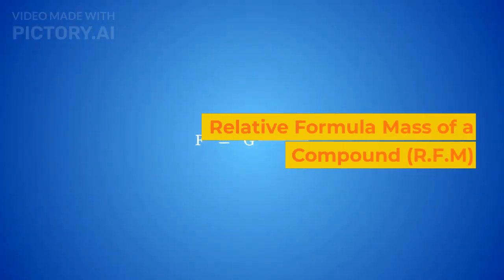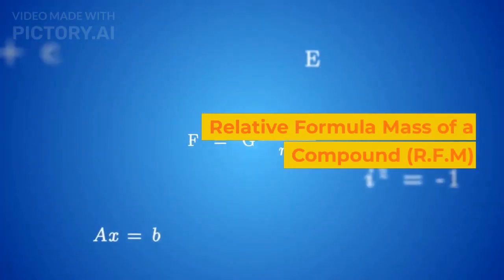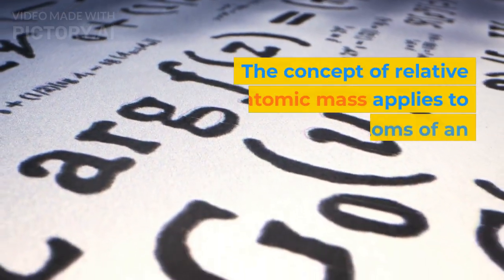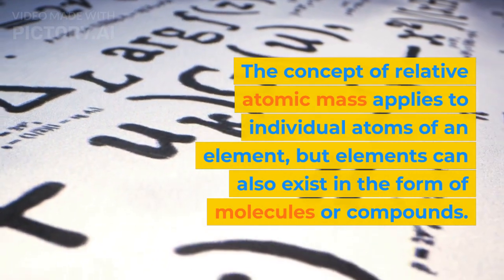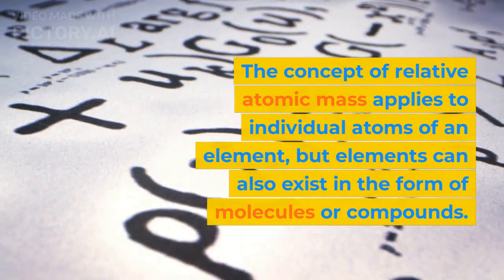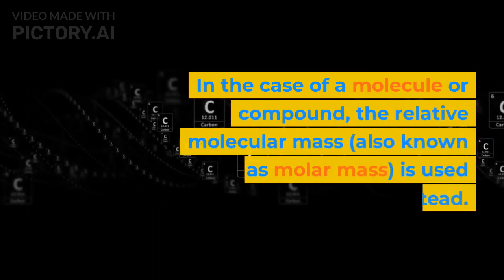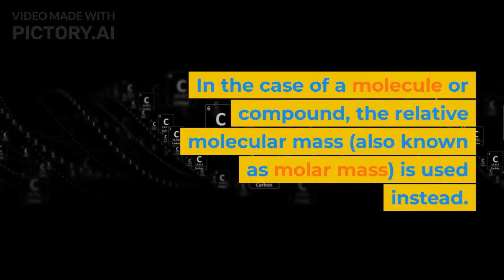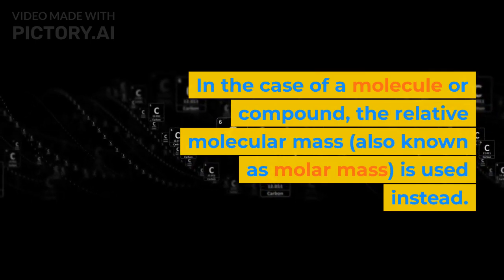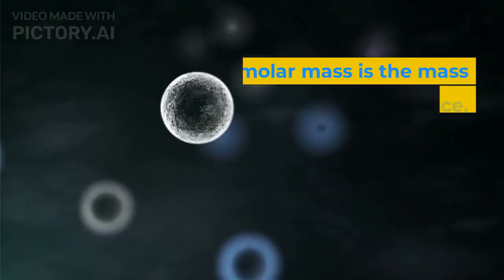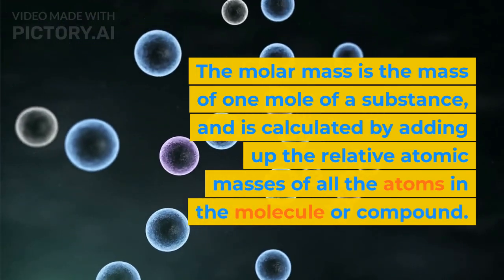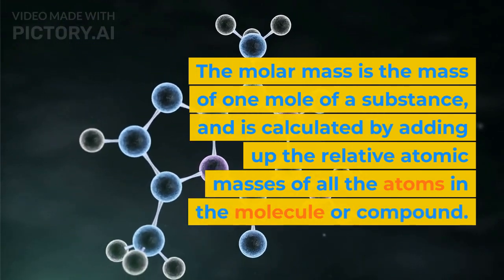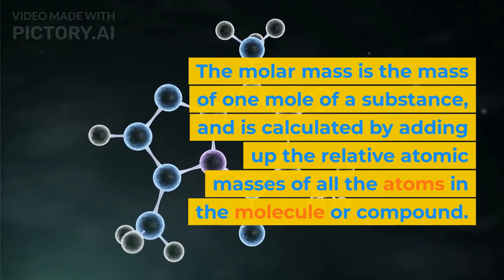Relative formula mass of a compound, RFM. The concept of relative atomic mass applies to individual atoms of an element, but elements can also exist in the form of molecules or compounds. In the case of a molecule or compound, the relative molecular mass, also known as molar mass, is used instead. The molar mass is the mass of 1 mole of a substance, and is calculated by adding up the relative atomic masses of all the atoms in the molecule or compound.